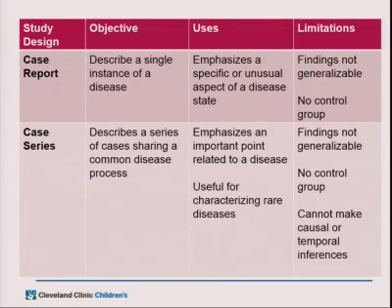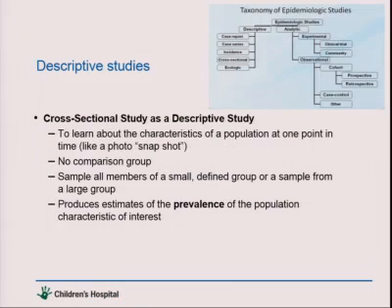So a case report describes a single or a series of instances. The findings are not generalizable and there are no control groups. Cross-sectional studies, though, are a little bit more broad. So they will try to learn a characteristic of a population in a snapshot in time. And it is in the cross-sectional study that we find the best way to determine prevalence. So when you see on your exam they're asking about prevalence, you're going to be saying, where's the cross-sectional study?